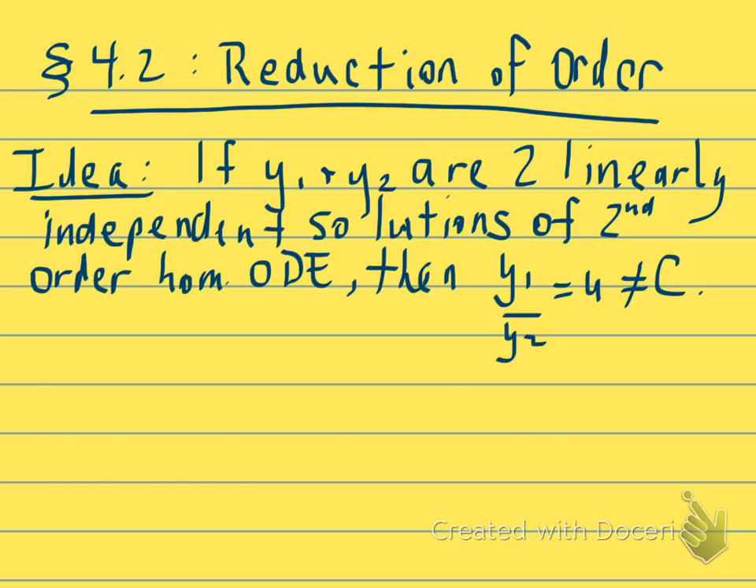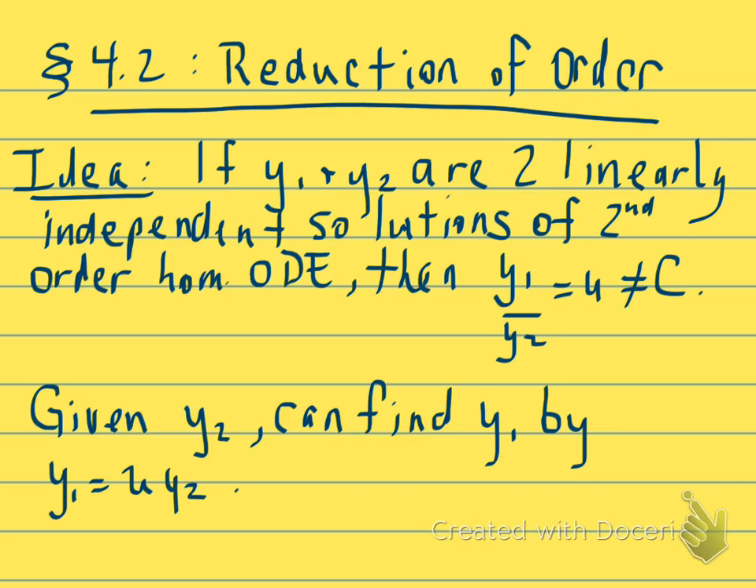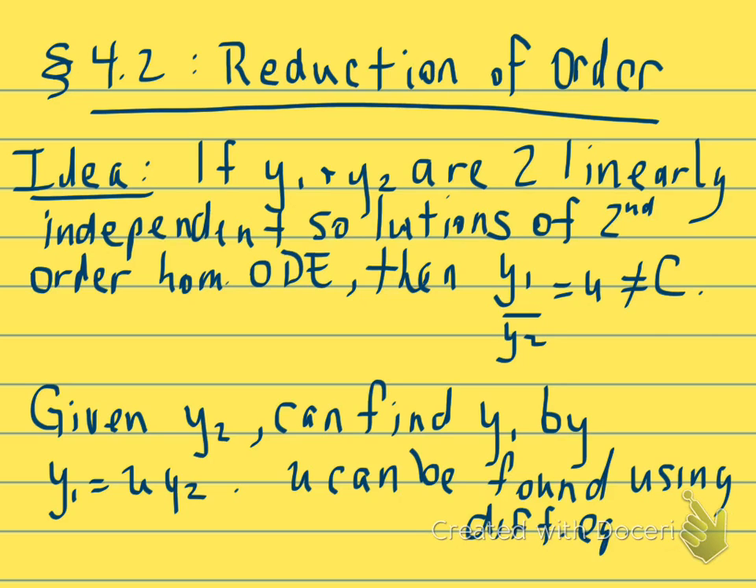Reduction of order says, let's suppose I have y2, then I can find y1 by letting y1 be equal to this function u times y2, and we find u using the differential equation. What we're going to see is that if I have a second order differential equation in y1, and I let y1 be u times my other solution y2, it's going to reduce to a first order differential equation in u, which I can solve using an integrating factor. So that's where we're headed.